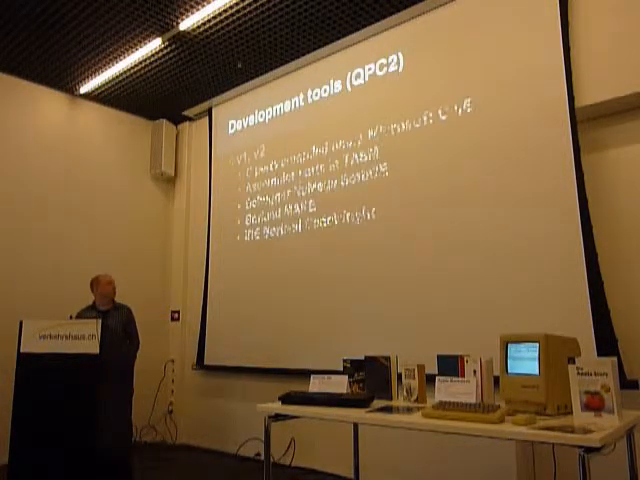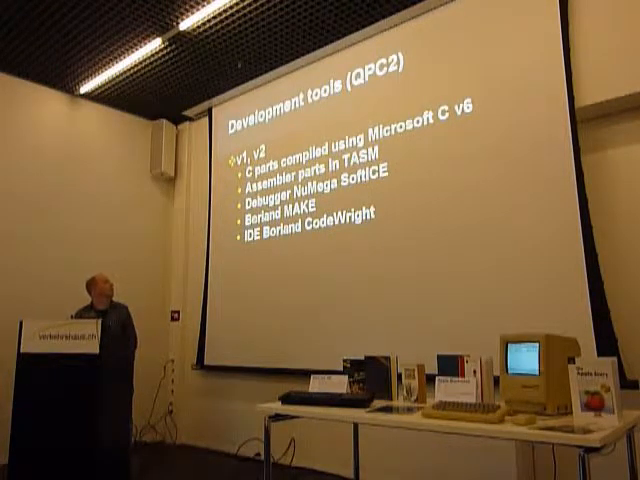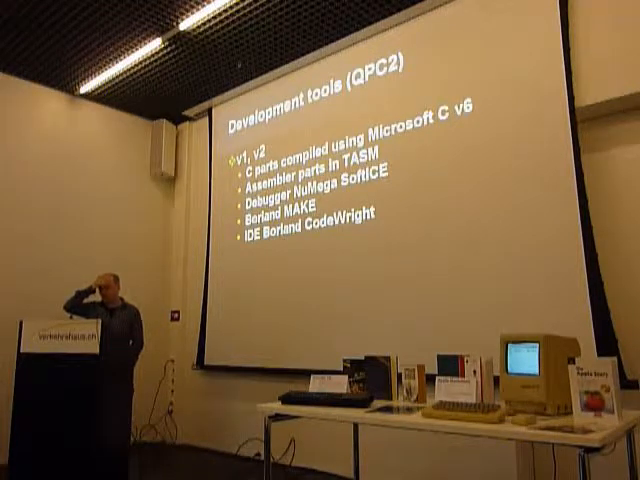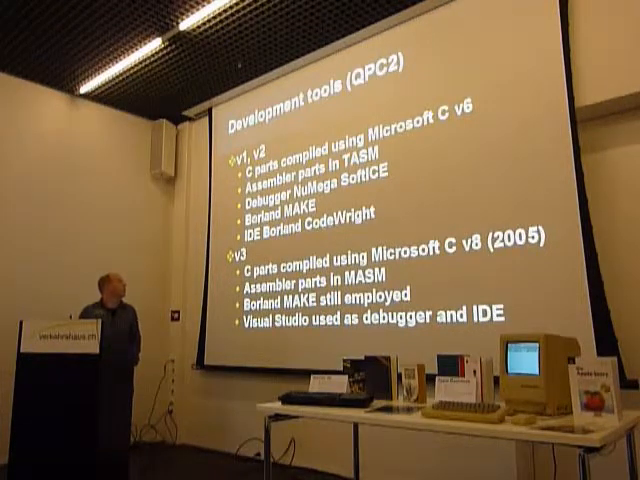For QPC2, that was a bit different. Version 1 and version 2 were compiled using the Microsoft C compiler for the C parts, but the assembly parts were still in Turbo Assembler from Borland. And it was really non-standard. One could tell that the origin was DOS, so I had to port it like that.